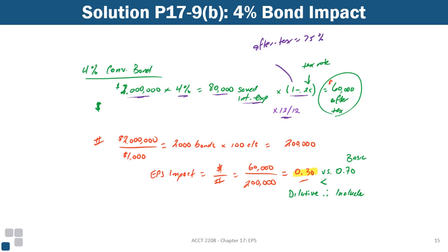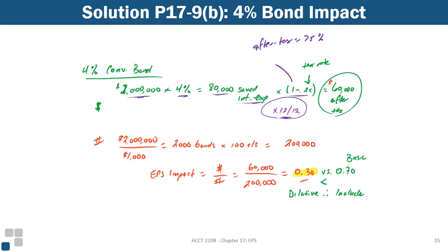Because there were no conversions during the year, the entire year is outstanding in terms of the effect of the bond, because it's assumed that conversions would take place at the beginning of the year.